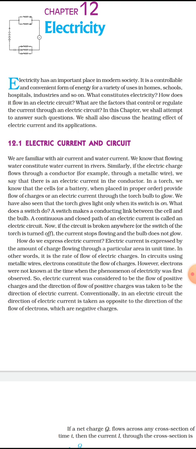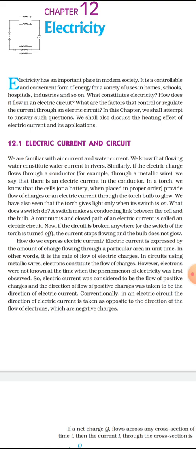Now we will move on. In a torch, we know that the cells or battery, when placed in proper order, provide flow of charges. So if we put some cells in the torch, the cells make charges flow through the torch and the torch bulb glows. Why does it glow? It glows because charges are flowing in it, and when charges flow, electric current flows through the torch.